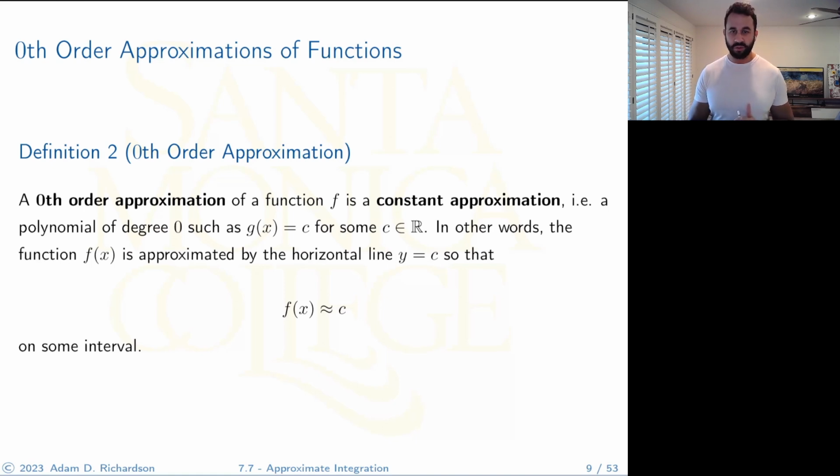So what is a zeroth order approximation? I know that sounds kind of funny, but we've been looking at them in the previous slides, and you've been looking at them for a while. A zeroth order approximation is just a constant approximation. In other words, it's a polynomial of degree 0. Polynomials of degree 0 are just real numbers, so they're horizontal lines. The function f is approximated by a horizontal line, y equals c, so that our function is about the value c on some interval. That's a zeroth order approximation, a constant approximation.